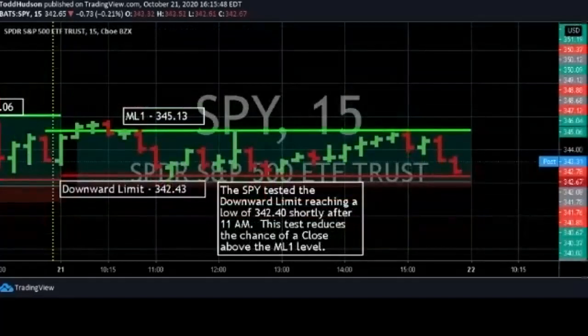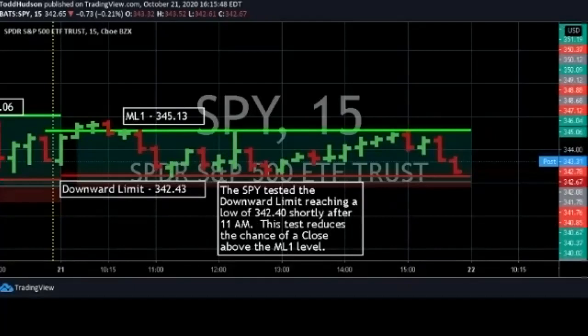The SPY on October 21st reaches the ML1 level up in the first 30 minutes of trading as well. It comes down, it tests the downside limit, and at 342.43, it basically trades within a trading range that day and closes below the open as well. The SPY tested the downward limit, reaching a low of 342.40 shortly after 11 a.m. And this test, as you can see, it just basically traded back up to the ML1.